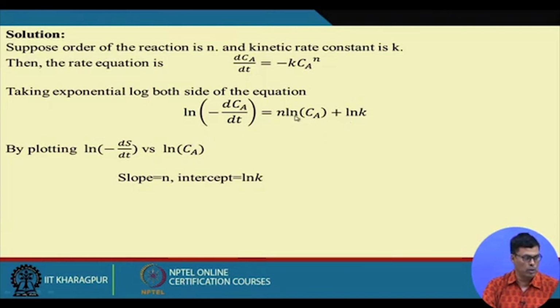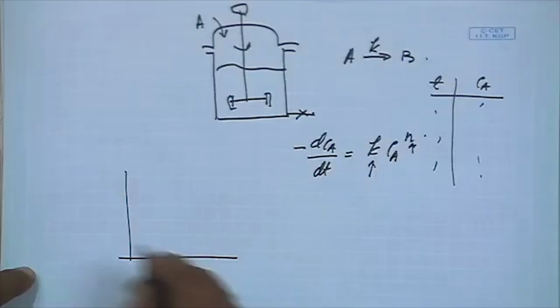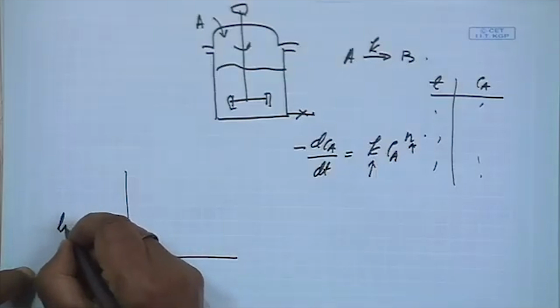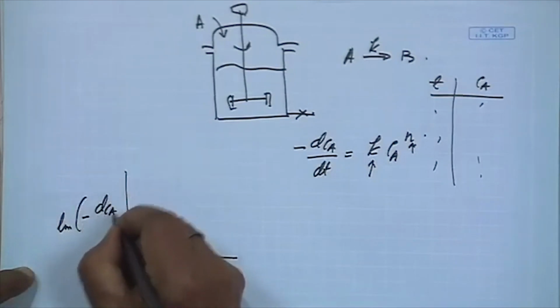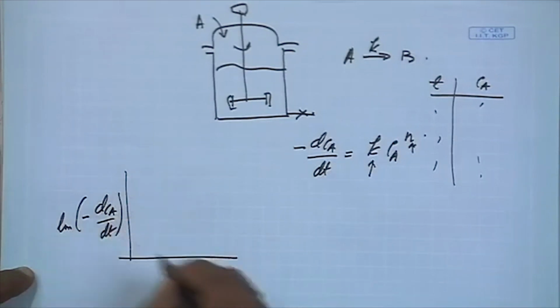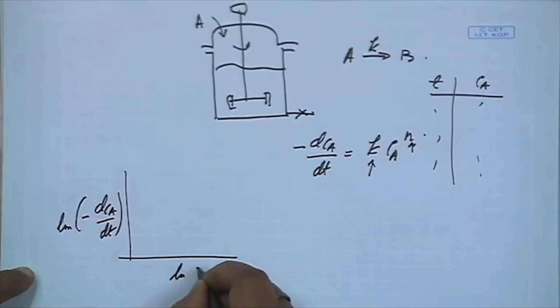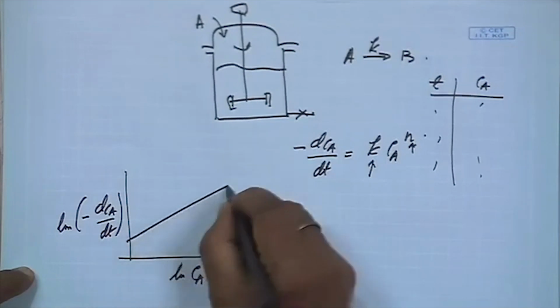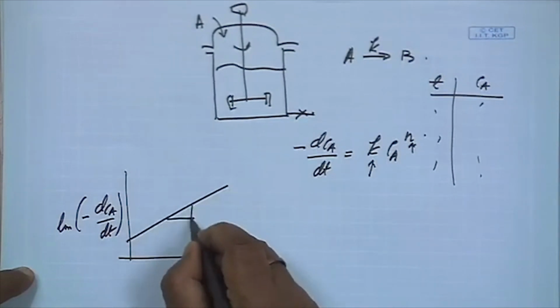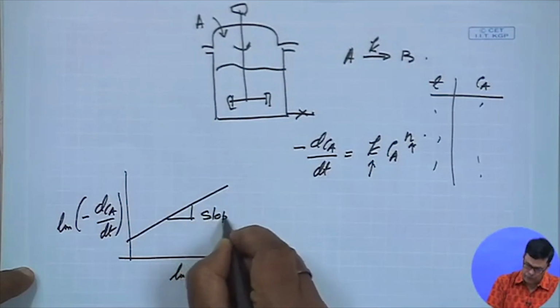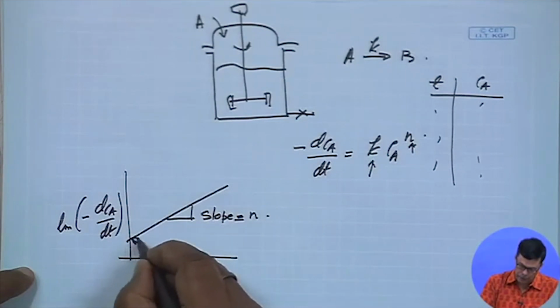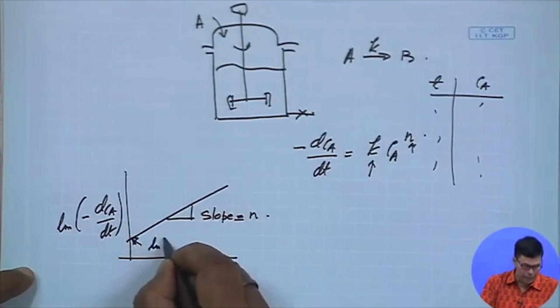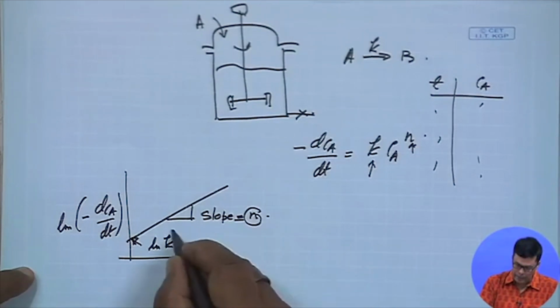And if you plot on log graph paper, one axis I can plot ln of minus dCA by dt and the other is ln Ca. If you do this, you will get a straight line, and the slope will give you the value of n, and the intercept will give you the value of ln K. So you can find out the n and K values.